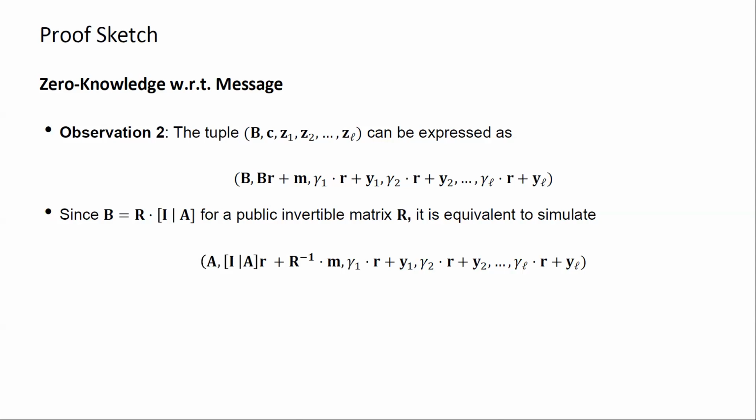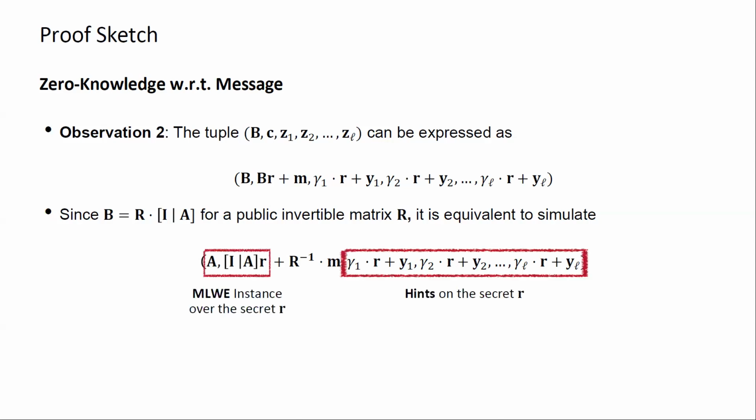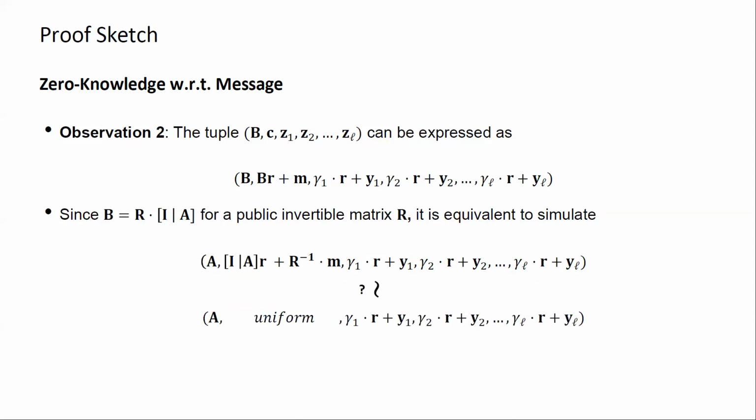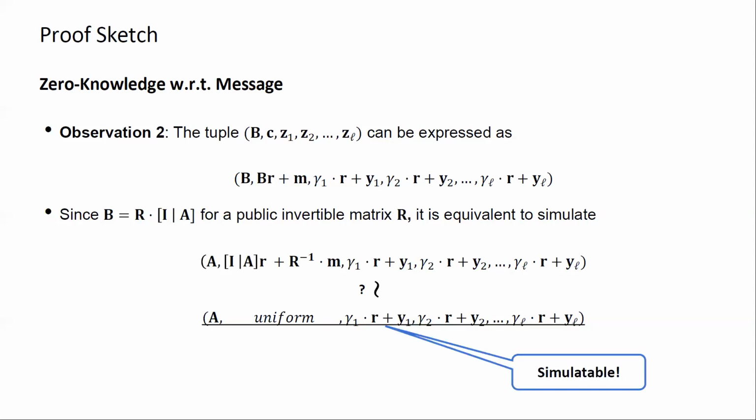Now the last tuple in this form is very clear for us. We already know what it is, right? When we look into the first two components, it is exactly the MLWE instance over the secret R. And because R is the secret, the remaining components can be regarded as the hints on this secret. So following the philosophy of the MLWE assumption, if we can prove that these two tuples are computationally indistinguishable, then the proof can be done, because the last tuple is actually simulatable without the message.